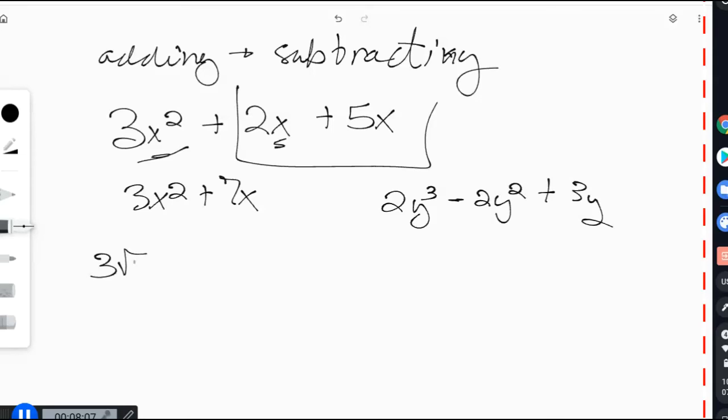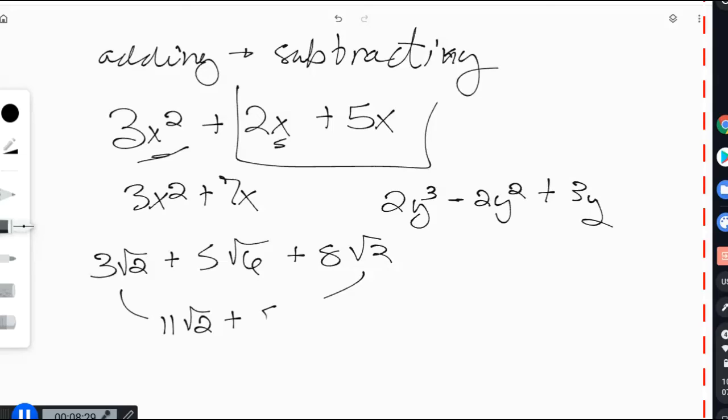So if we had 3 root 2 plus 5 root 6, that's as far as that goes. This cannot be simplified. If I add something with the exact same radical, like 8 root 2, those two can come together. They are like terms. So that would be 11 root 2's plus 5 root 6's. All right, so when you're adding and subtracting them, they have to be exactly the same radical.